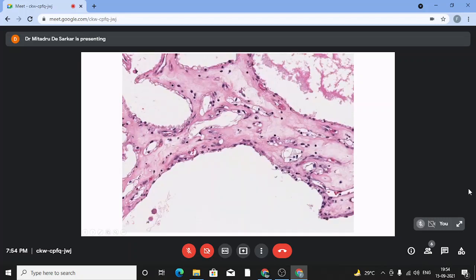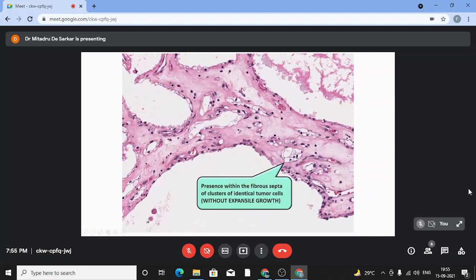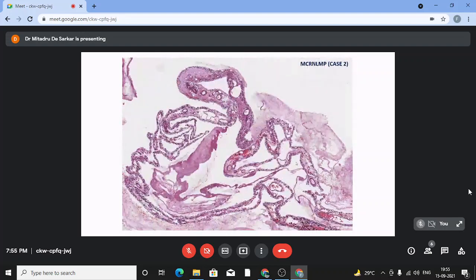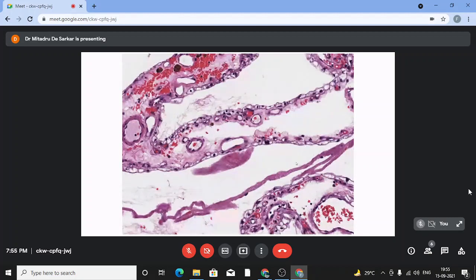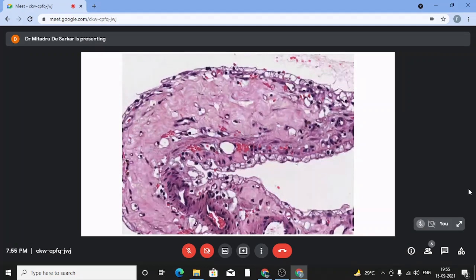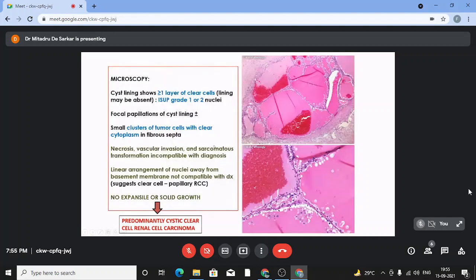Also within the hyalinized septa, focally you have small nests of clear cells, but there is no expansile growth. These small nests are just freely floating around within the septa, and they are not forming a discrete mass. So let's look at this particular case. Again, you have a multicystic appearance, and the wall is lined by clear cells with low nuclear grade. In the septa there are very small nests of clear cells, and there are no expansile masses. So that's all you will see in this particular tumor.